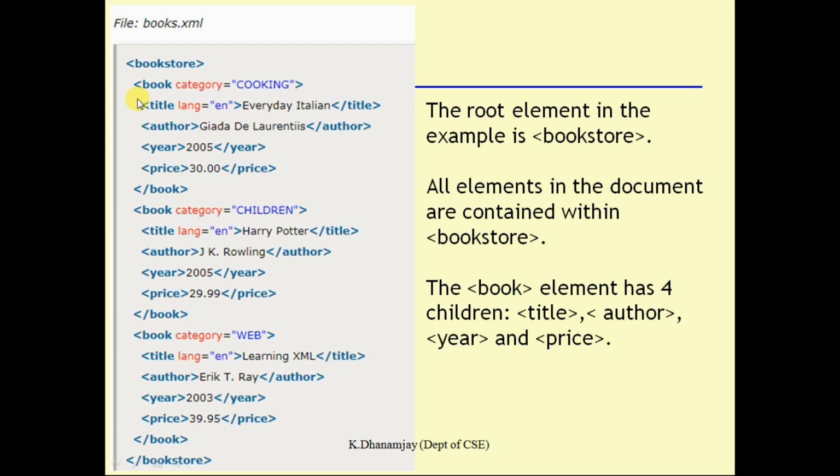Okay, now let's see an example here. How many children are there? Let's see. How many books are there? I think 2 books, right? So bookstore is the root element here, up to here, and then here book category equal to cooking. This is an attribute and a value. For a book identity, you are specifying, I want to store 10 books, which are related to cooking, related to children, related to web information, like that.